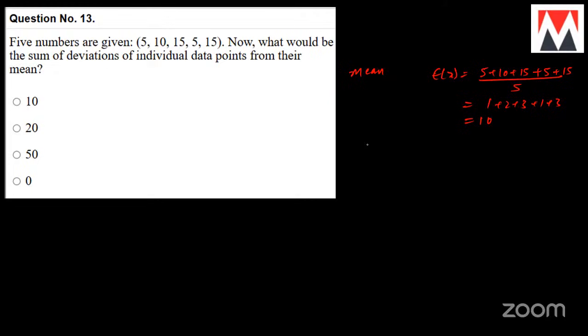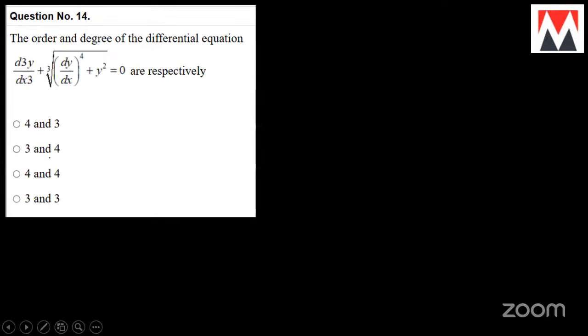So you see individual deviations. If I ask for individual deviations, it is minus 5, 0, plus 5, minus 5, plus 5. The sum of deviations is nothing but plus 5, minus 5 cancel, plus 5, minus 5 cancel, 0. So you get the answer as 0. Please do this question.